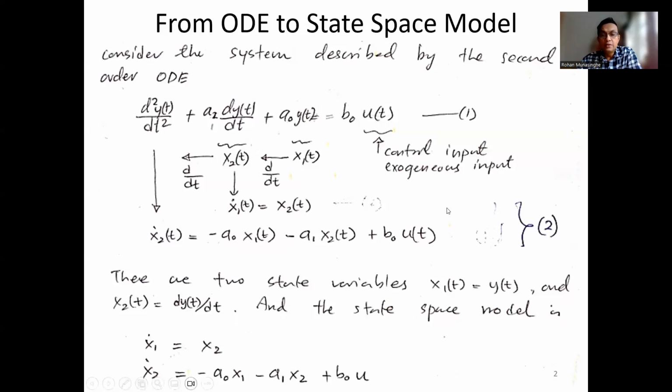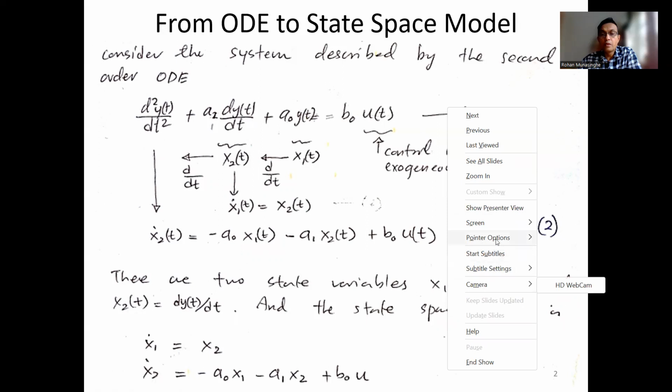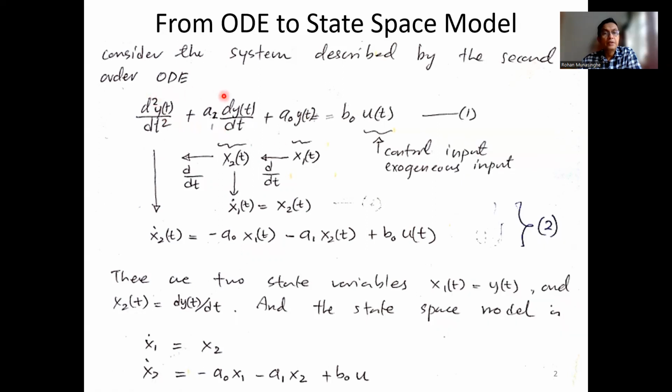So let's look at this differential equation. It's a second order one. You have d square y over dt square plus a1 dy over dt plus a0 y(t) is equal to b0 u(t). So there's some sort of control input u(t), and it drives y(t). So you have y dot, y double dot. This is the dynamics of the plant.